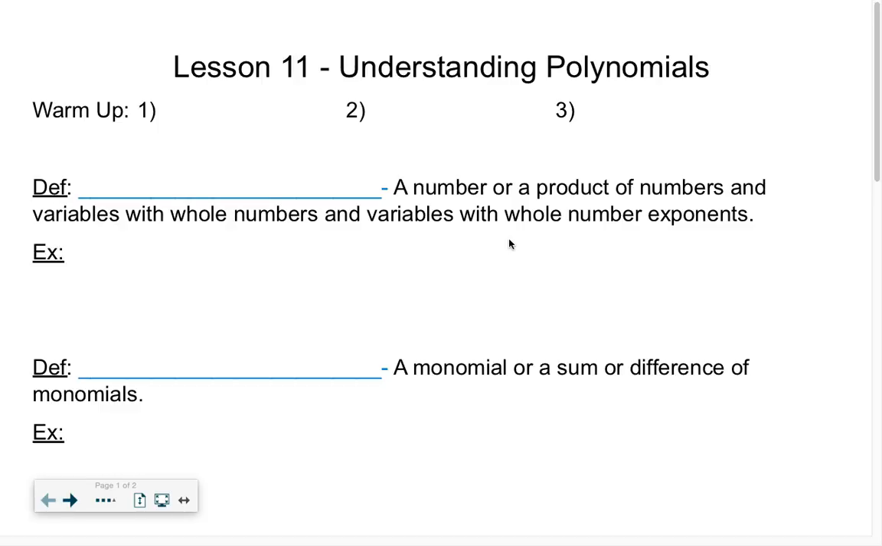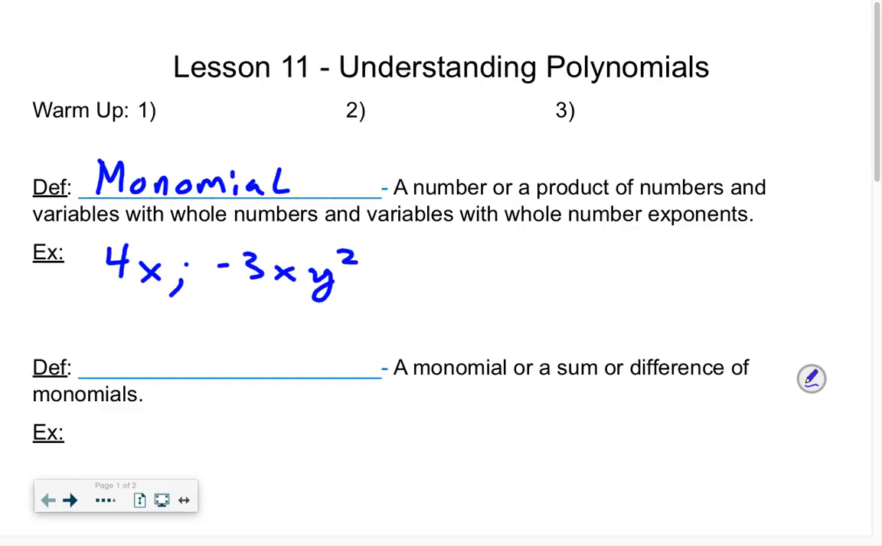But again, we're not going to make more of it than what it is. A number or a product of numbers and the variables mixed with those whole numbers, okay, that is a polynomial. It's actually a monomial. Sorry. Monomial is a single term. It could be the following. It could be 4x. It could be negative 3xy squared. It could be 7.